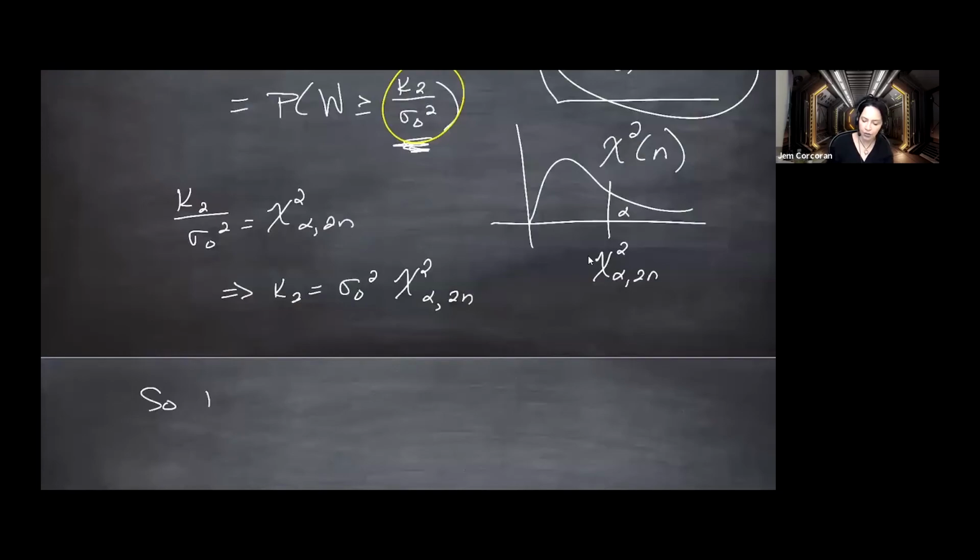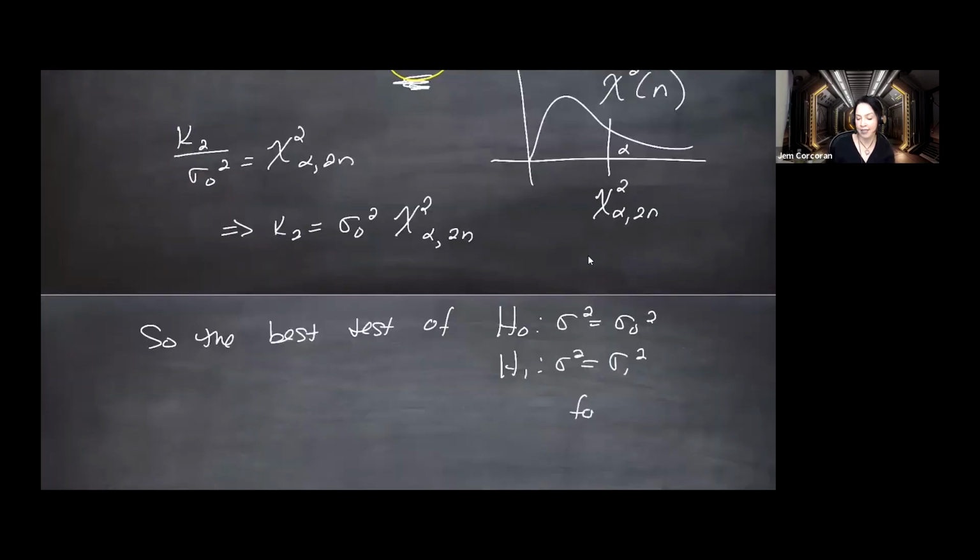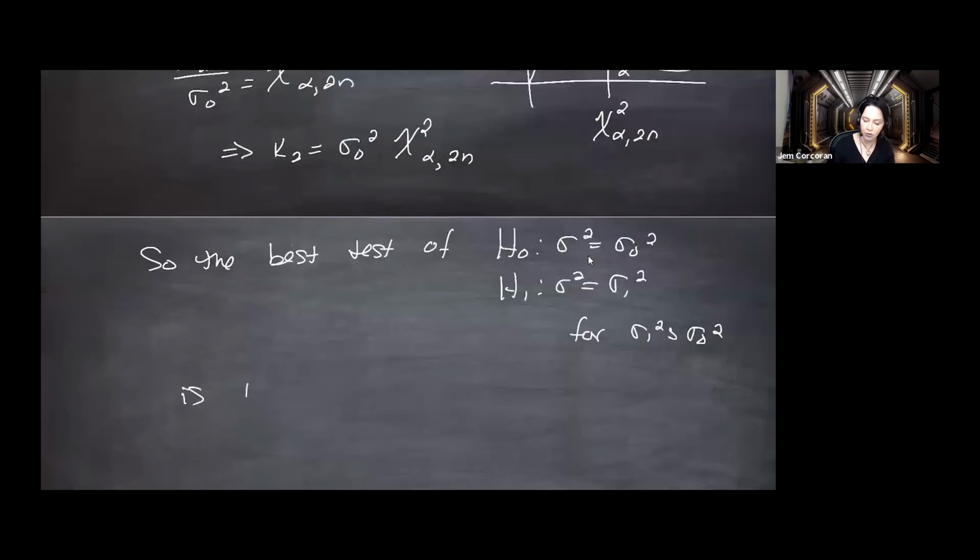So the best or most powerful test of size alpha of the simple versus simple, sigma squared is sigma naught squared versus sigma squared is some sigma 1 squared, for a fixed sigma 1 squared greater than sigma naught squared, is to reject the null hypothesis if the sum of the xi squareds is greater than or equal to K2, which we determined to be sigma naught squared times chi-squared alpha 2n.